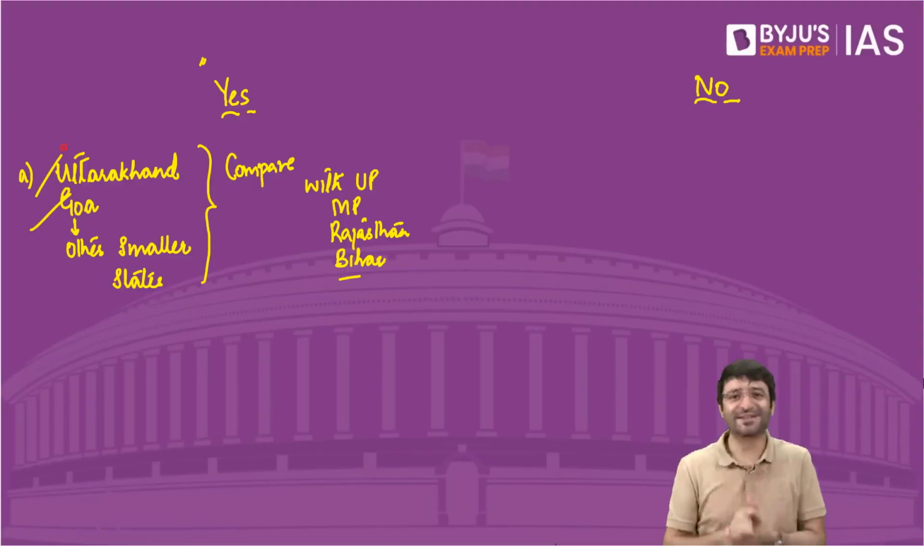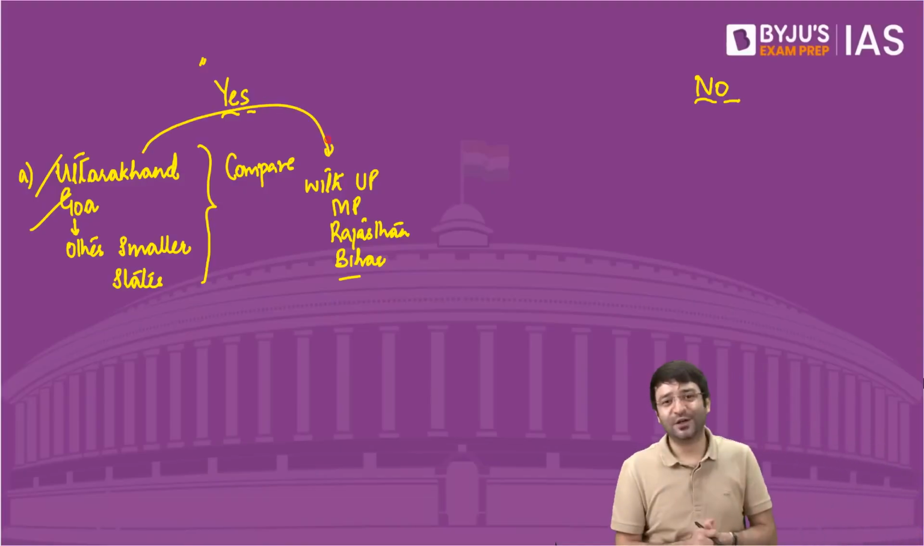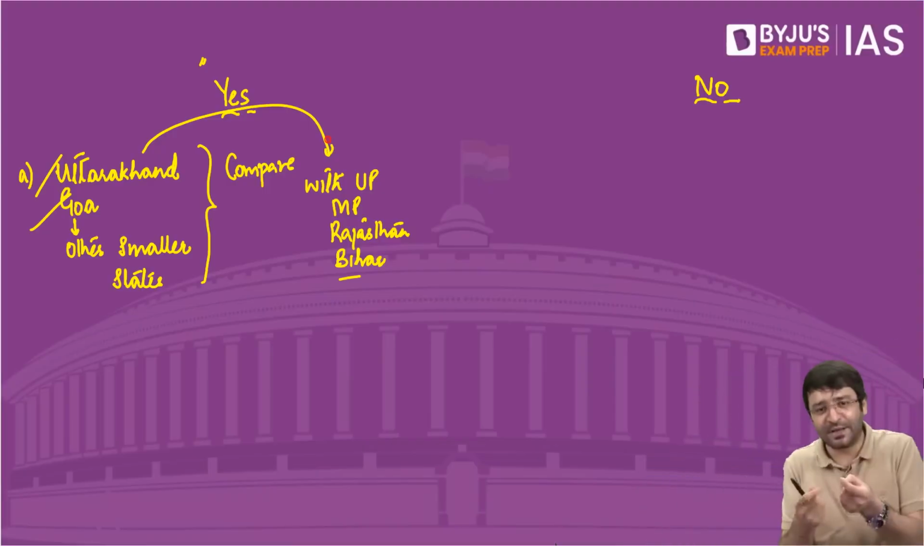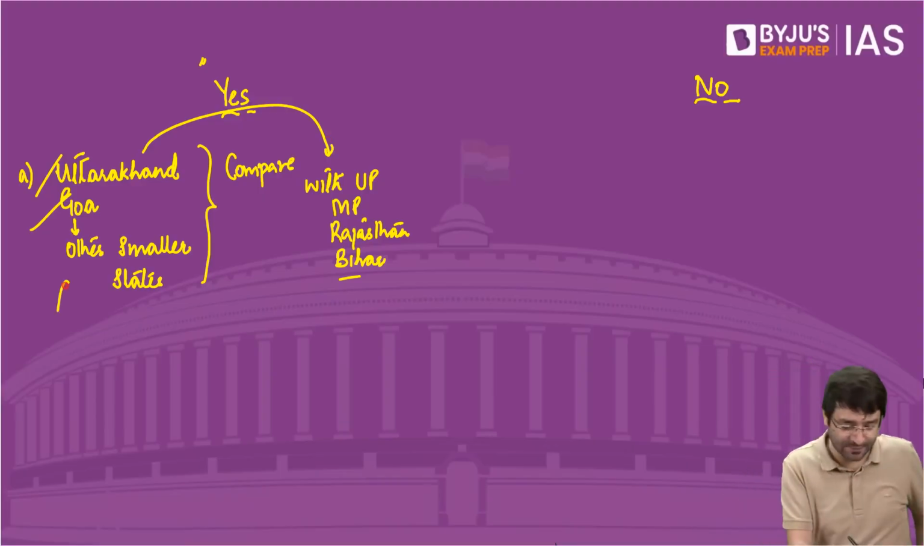Goa is a smaller state. Uttarakhand is a state which is carved out from UP. UP is still lagging behind. Uttarakhand has surpassed it, which basically means that small is beautiful. The smaller the state, the more equitable the development becomes.